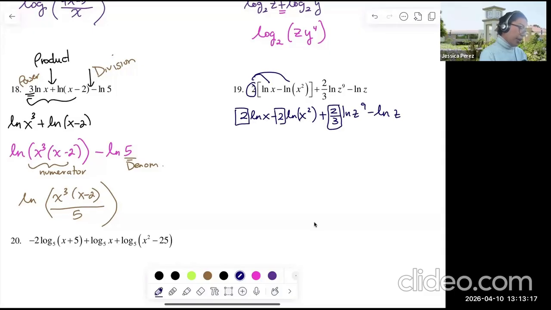So I will have ln, I'm going to rewrite it first. I will have ln of x squared minus ln of x to the fourth, because square squared is a fourth degree, so 2 times 2 is 4, plus ln of z, 9 times 2/3, minus ln of z.